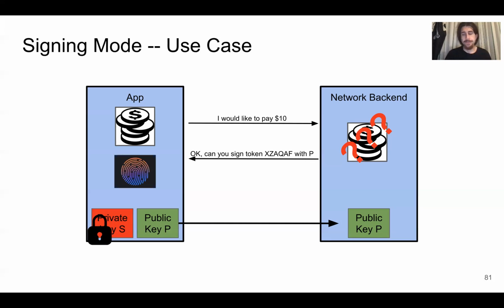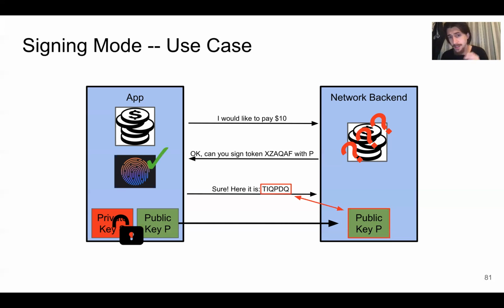So the network backend can ask the app, all right, sure, but can you please sign this specific token? At this point, the user is asked to use the fingerprint. The user puts the fingerprint. If it's correct, the key is actually unlocked, this private key, and now the app can use the primitive to say to the fingerprint API, please, can you sign token XZA whatever with the private key? Great, and now you can send it back. And now the network backend can use the public key to verify that this token was properly signed, at which point it can say, okay, authorize the transaction.